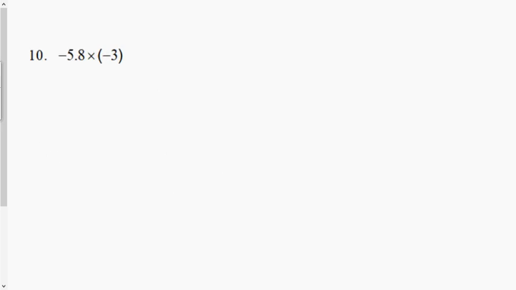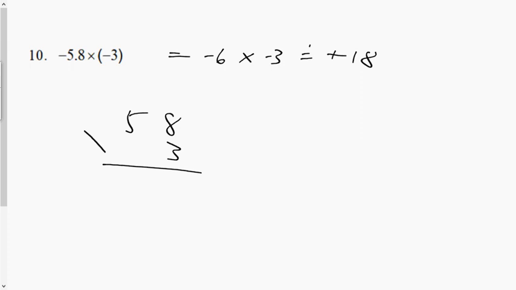Question 10 is multiplication. If I estimated, I'd have 6 times 3, or -6 times -3, which would be approximately -18 or +18 as an estimation. Therefore, I drop my decimals and multiply without decimals because I already have my estimation. 3 times 8 is 24, carry your 2. 3 times 5 is 15, plus 2 is 17. Since my estimation was positive 18, the only place I can put my decimal is there. And therefore, my calculation is positive 17.4.